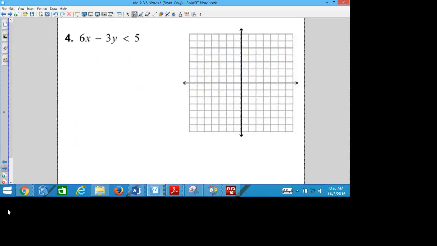So the last one is not in y equals mx plus b form. Did you change it yet? Yeah. Take a moment and change it if you haven't done that. I will do it too. If you haven't made it say y equals, take a moment. You could say y equals.